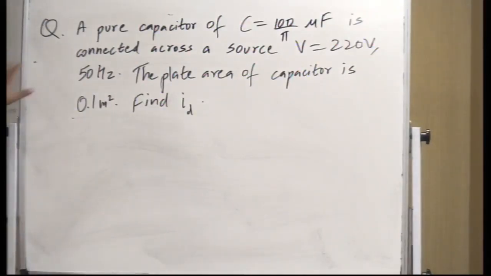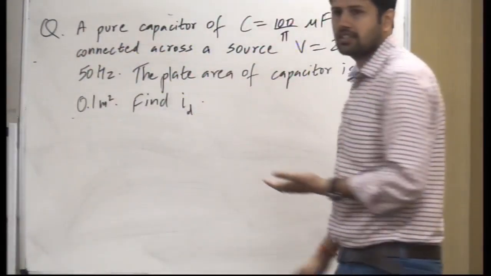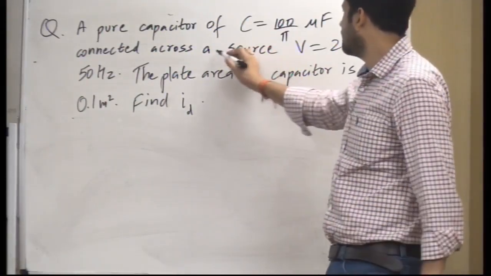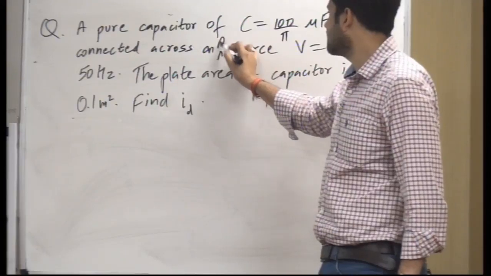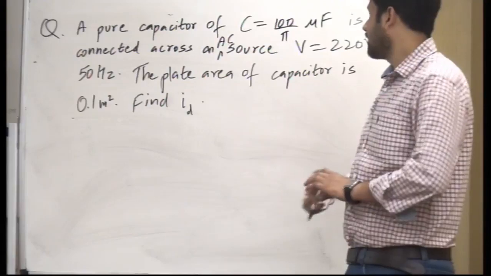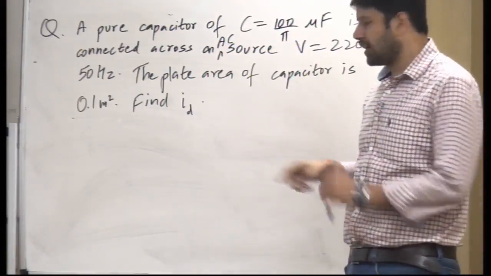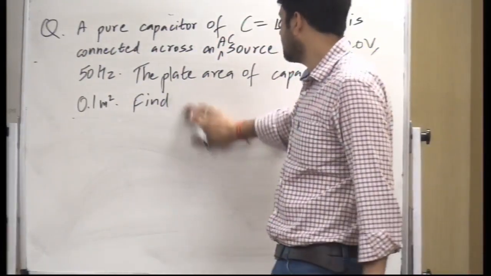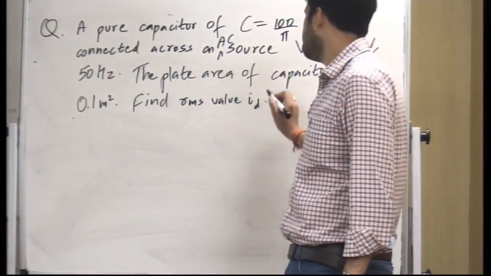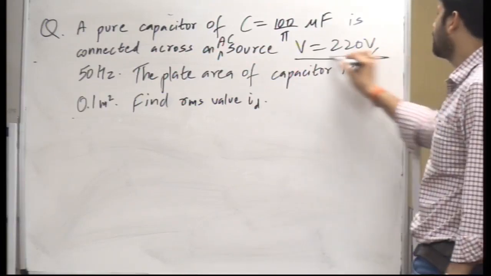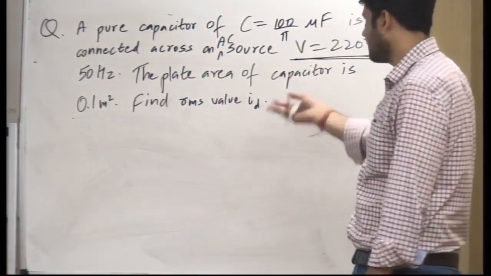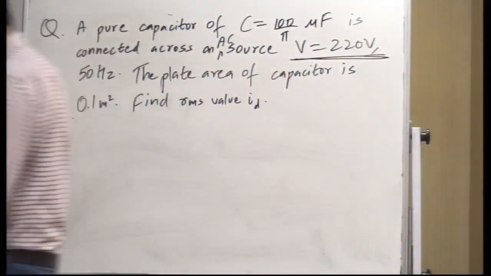Please remember this. This would be actually an AC source. Frequency is mentioned already, so it's an AC source. Understood, right? So this one is an AC question. I would rather ask the RMS value of ID. Tell me one thing. 220, is that RMS or peak value? RMS. So whatever current you find would be RMS.